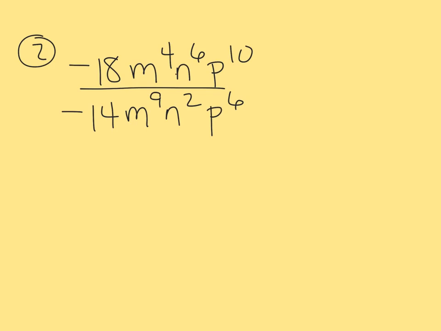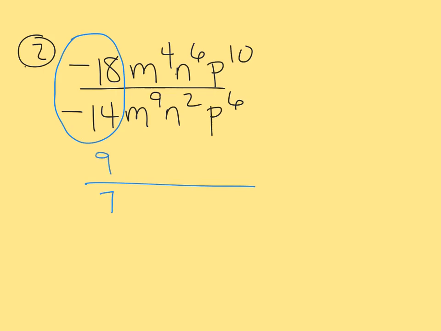All right, so problem number 2. I'm going to do it exactly like I did problem 1. The first thing I'm going to do is circle my coefficients because they don't follow exponent rules. If I look at negative 18 and negative 14, first of all, 2 negatives make a positive, and then 18 and 14 are divisible by 2. So I'm going to get 9 sevenths.